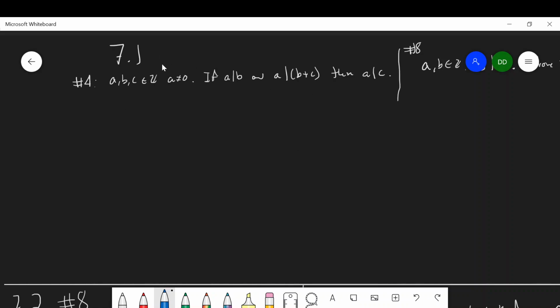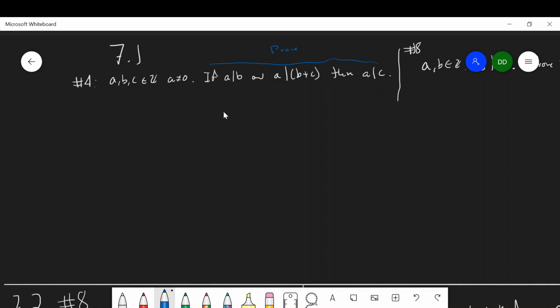All right, so let's start here in section 7.1, question number 4. We're given that a, b, and c are integers with a not equal to 0, and what we want to prove is this: if a divides b and a divides b plus c, then a divides c.